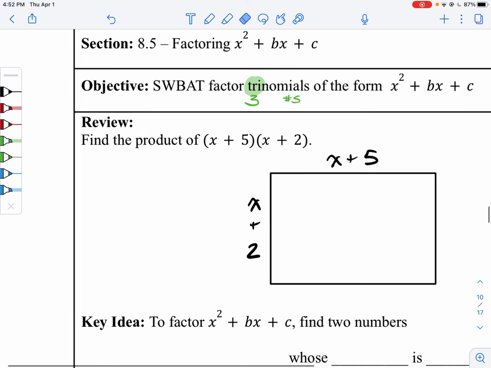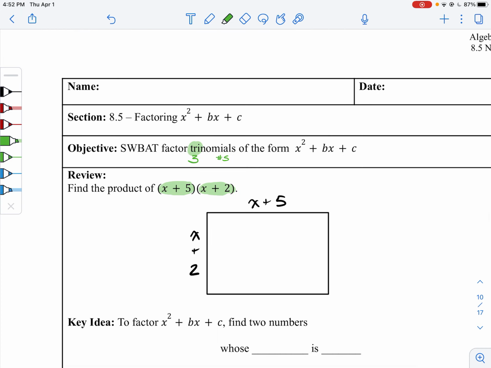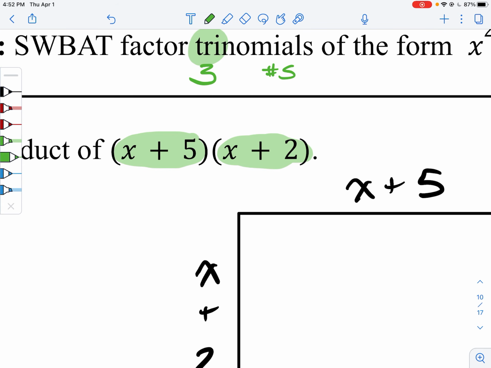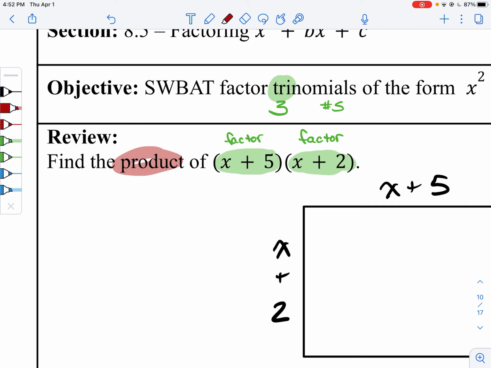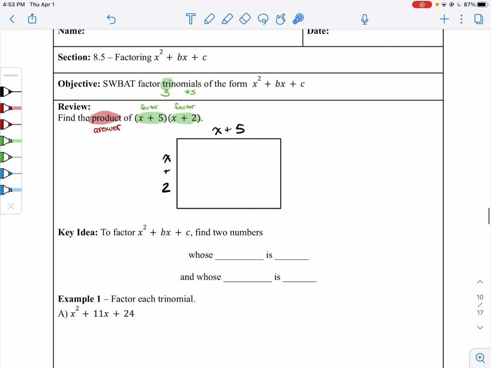Now, a factor is what you get when you multiply or when you unmultiply. So here we've got a product, and the two factors are x plus 5 and x plus 2, right? So that's what a factor is. Each of these is a factor. So x plus 5 times x plus 2 means they're factors, and then the product is going to be their answer. And there are several ways to do this. You like to distribute, you like to FOIL, you like to draw the rectangle. You can do whatever. I'm going to show you with the rectangle way.